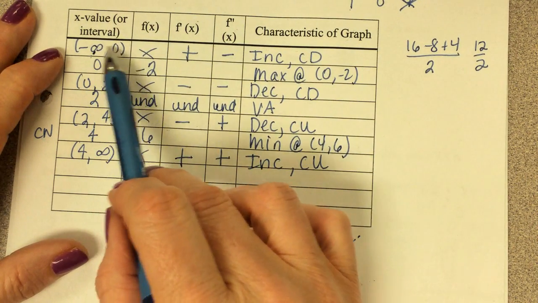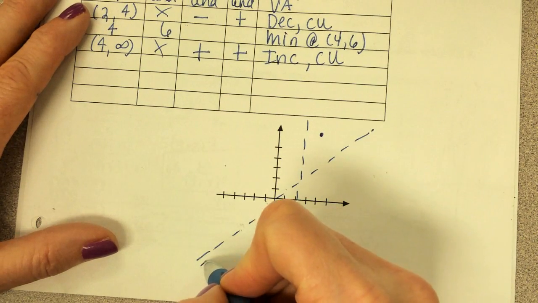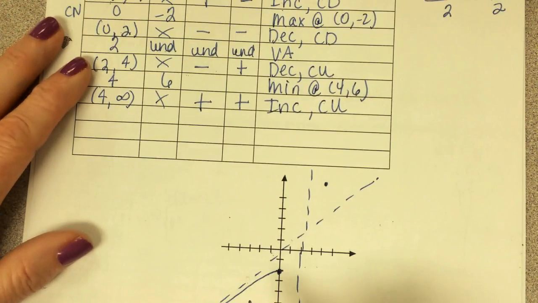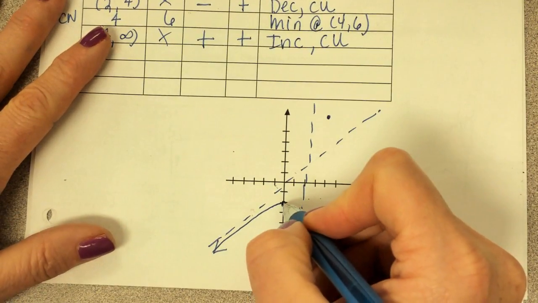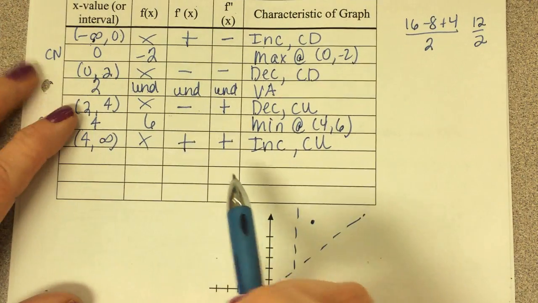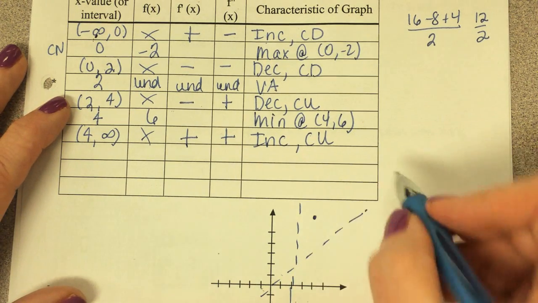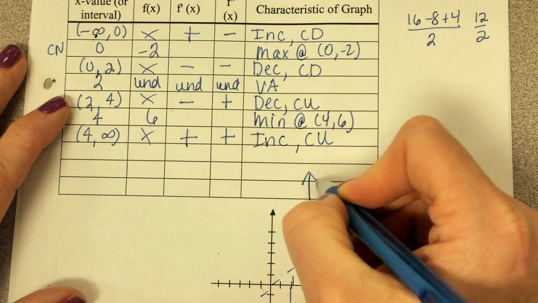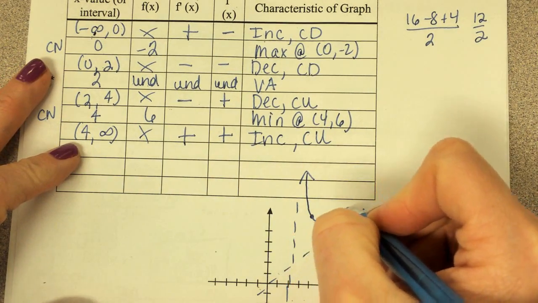So from negative infinity to 0, we had to be increasing and concave down. That's going to look like this. These asymptotes are boundaries. From 0 to 2, we had to be decreasing and concave down. That looks like that. From 2 to 4, I had to be decreasing and concave up. Decreasing, concave up. And then from 4 to infinity, I had to be increasing and concave up.